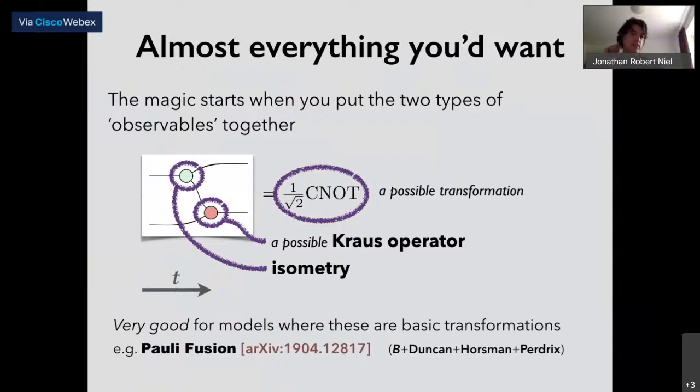Now, this is exactly what you would want for a model of computation in which these transformations, the operations given by the green and the red nodes, are the basic transformations of the computational model. And I, together with Ross Duncan, Dominic Horsman, and Simon Perdrix, described an abstract model of computation in which you would do this, relevant to optical quantum computation and lattice surgery, which we call Pauli fusion. But models of computation like this aren't what most people use the ZX calculus for. They use it for things more like the circuit model, or for measurement-based quantum computation, in which you still have these non-deterministic effects, but still it's not the 2-to-1 nodes which are part of your computational transformations.